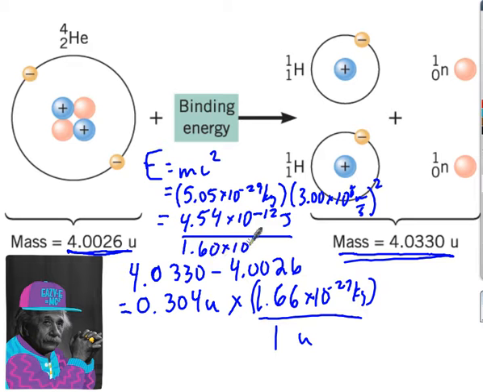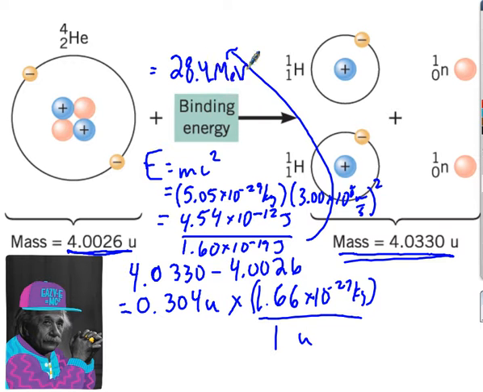1.60 times 10 to the negative 19 joules. So I'm just going to go all the way up here now. That binding energy is equivalent to about 28.4 mega electron volts. So that's the difference. And that comes from the difference in mass between the individual nucleons, which have more energy than the bound nucleus. And that energy goes towards binding those actual nucleons together.